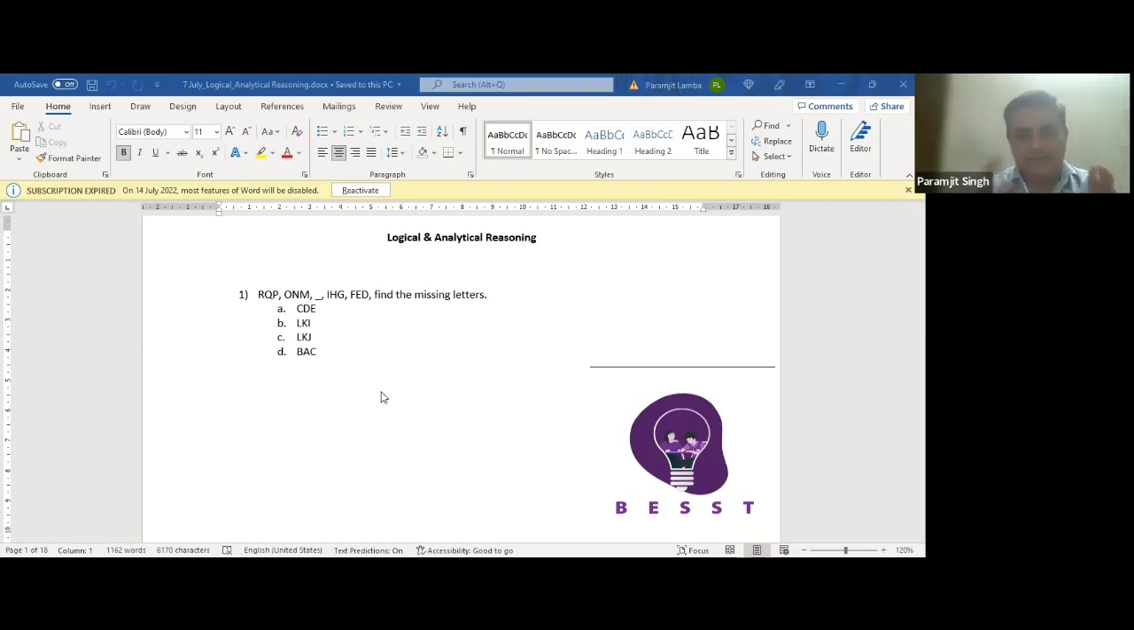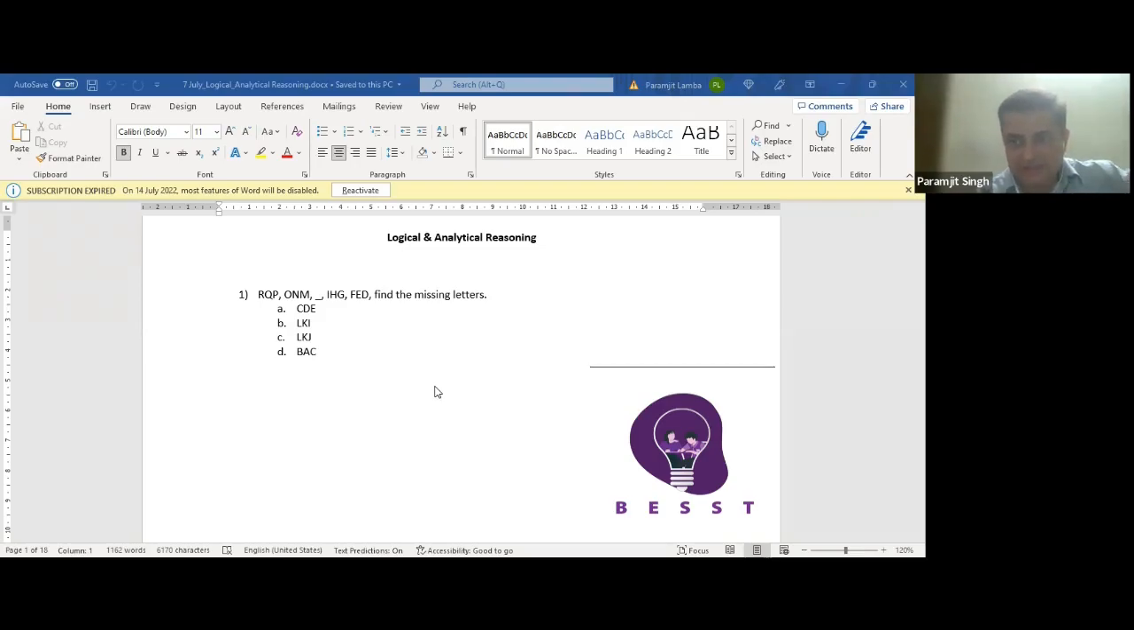RQPONM. So you'll get questions in your examination where there will be a series of letters, a combination of alphabet. You'll have to decipher what the sequence is and then fill in the blanks. There will be a blank given either somewhere in the middle of the series or at the end of the series. So you have to decipher what is the logic between each successive set of alphabets and then arrive at the solution. So RQP ONM blank IHGFED.